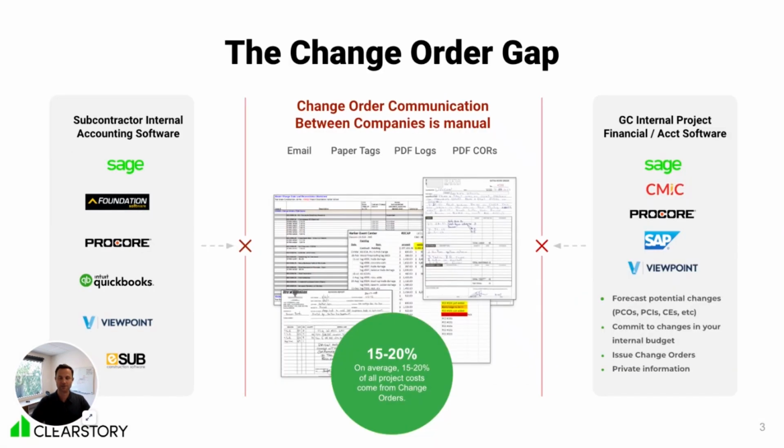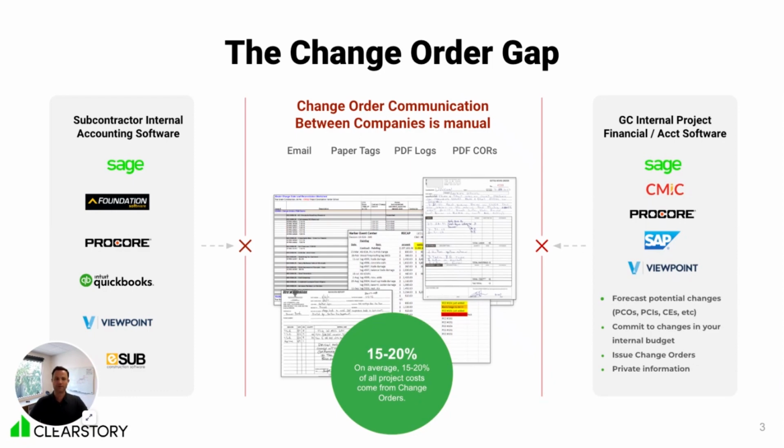And why that's a challenge is what we've identified as the change order gap. We all have our own internal system of record as a general contractor, whether it's Sage or CMIC or Procore or Viewpoint or Autodesk Construction Cloud. That's where you do your project level financials. We are keeping track of potential change orders. You're committing those change orders to your budget. You're issuing updated change orders. But again, you want that system to be private. You want it to be where you're going to keep track of your forecast and really forecast whether or not you're going to make your fee on the job.